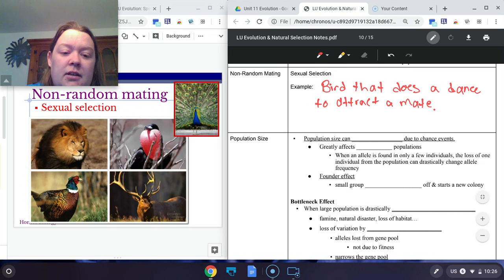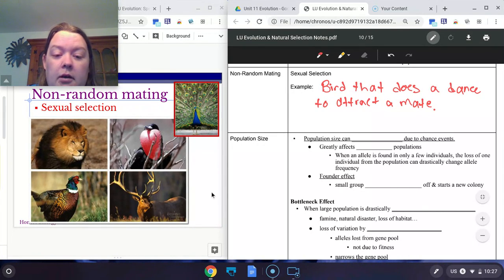So it's non-random, and that's going to lead to change over time, because eventually you're going to have male peacocks that have bigger and better and more beautiful tails, because the only ones being mated with are the ones that have the big, beautiful tails. And all the male birds that have dull tails are not having babies, because they're not being chosen by the females, meaning eventually having a dull tail is going to die out in that population. Very similar things for birds.